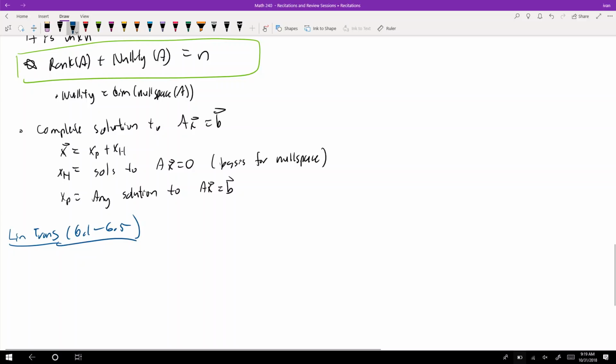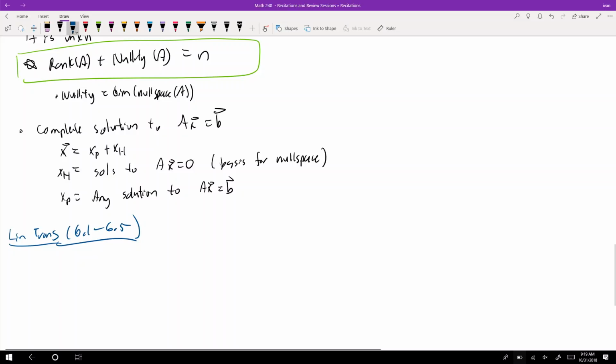Wait, and the dimension of the null space is always going to equal the dimension of the particular solution? No. Right. Those are separate. So how do you add them? Oh, I guess you could just add them. No, they're just vectors. Yeah. Okay. I mean, we did an example in class.